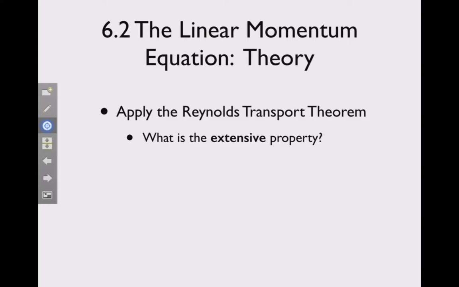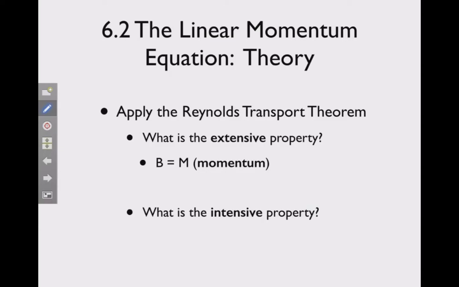When we're interested in momentum, the momentum equation, what is the extensive property? Well, that's pretty obvious. Our interested extensive property is the momentum, mass times velocity. So there it is. Momentum is B, that's capital B in our Reynolds transport theorem applied to momentum.